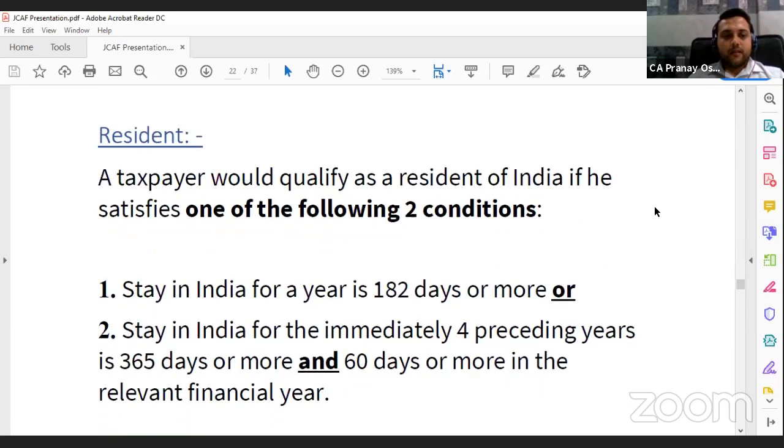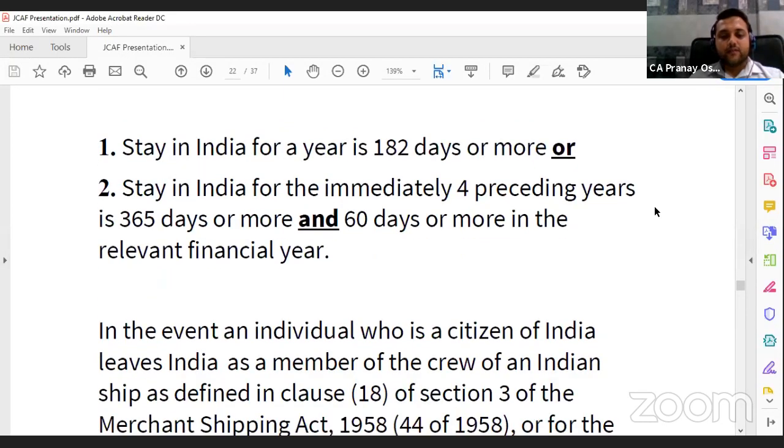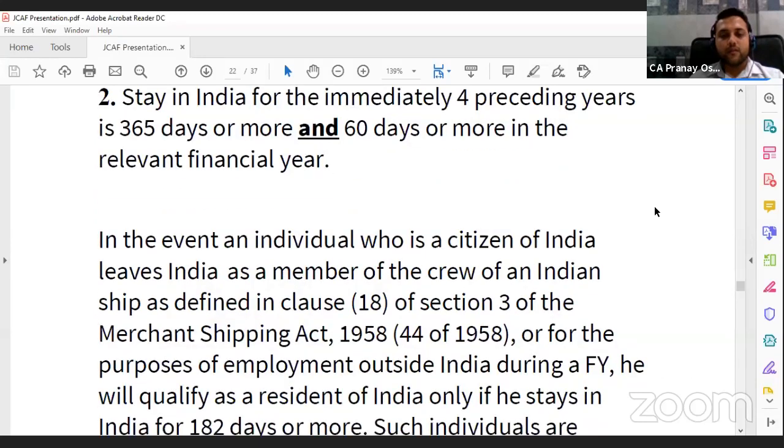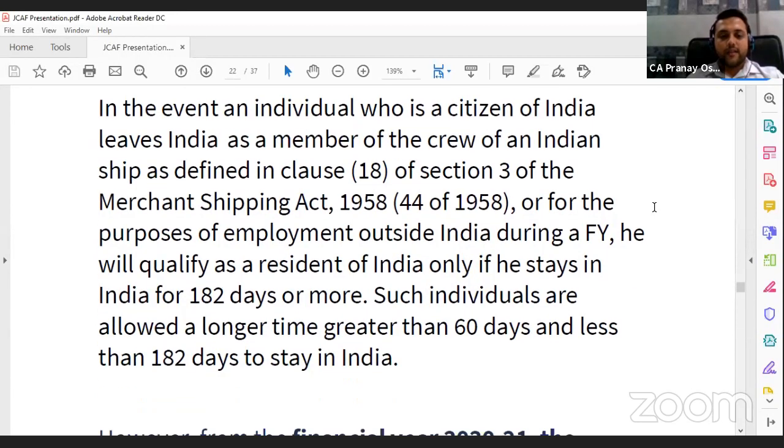Resident. A taxpayer would qualify as a resident of India if he satisfies one of the following two conditions. Stay in India for the year is 182 days or more, or stay in India for the immediately preceding 4 years is 365 days or more, and 60 days or more in that relevant financial year. In the event an individual who is a citizen of India leaves India as a member of the crew of an Indian ship as defined in clause 18 of section 3 of Merchant Shipping Act, or for the purpose of employment outside India during a financial year, he will qualify as a resident of India only if he stays in India for 182 days or more.